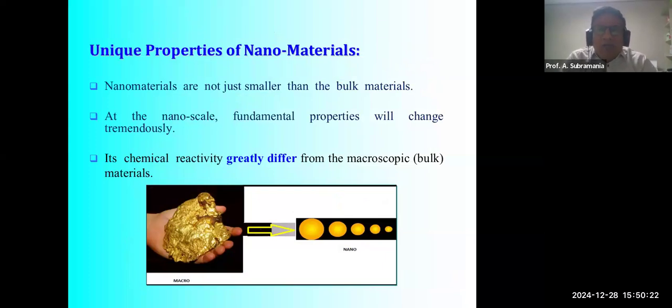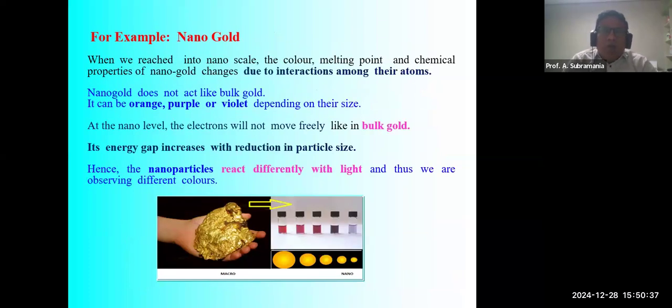The unique properties of nanomaterials. Nanomaterials are not just smaller than the bulk materials. At the nanoscale, fundamental properties change tremendously. Their chemical reactivity greatly differs from macroscopic materials. For example, nano gold. When we reach the nanoscale, the color, melting point, and chemical properties of nano gold change due to the interaction among their atoms. Nano gold is not like bulk gold. It can be orange, purple, or violet depending on its size. At the nano level, the electrons do not move freely like in bulk gold. Its energy gap increases with the reduction in particle size. Hence, the nanoparticles react differently with light, and thus we observe different colors.